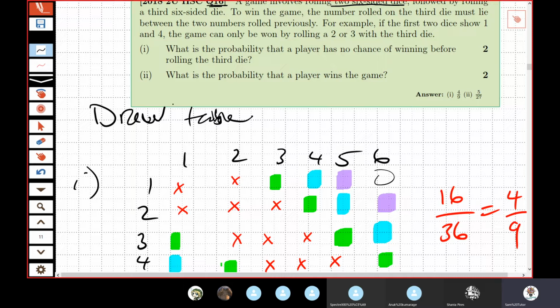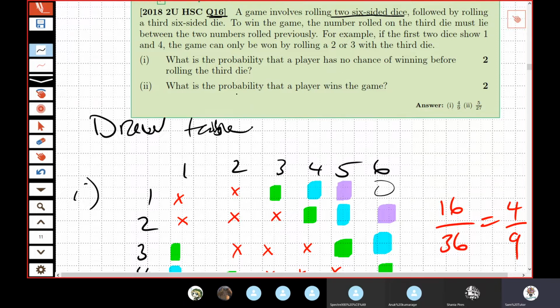Part (a)(ii). A little bit trickier. What is the probability that a player wins the game? Can you guys tell me how you would win the game? Can someone tell me what are the ways you could win the game? Give me a sample of one, other than the example they gave. So how could you win the game?